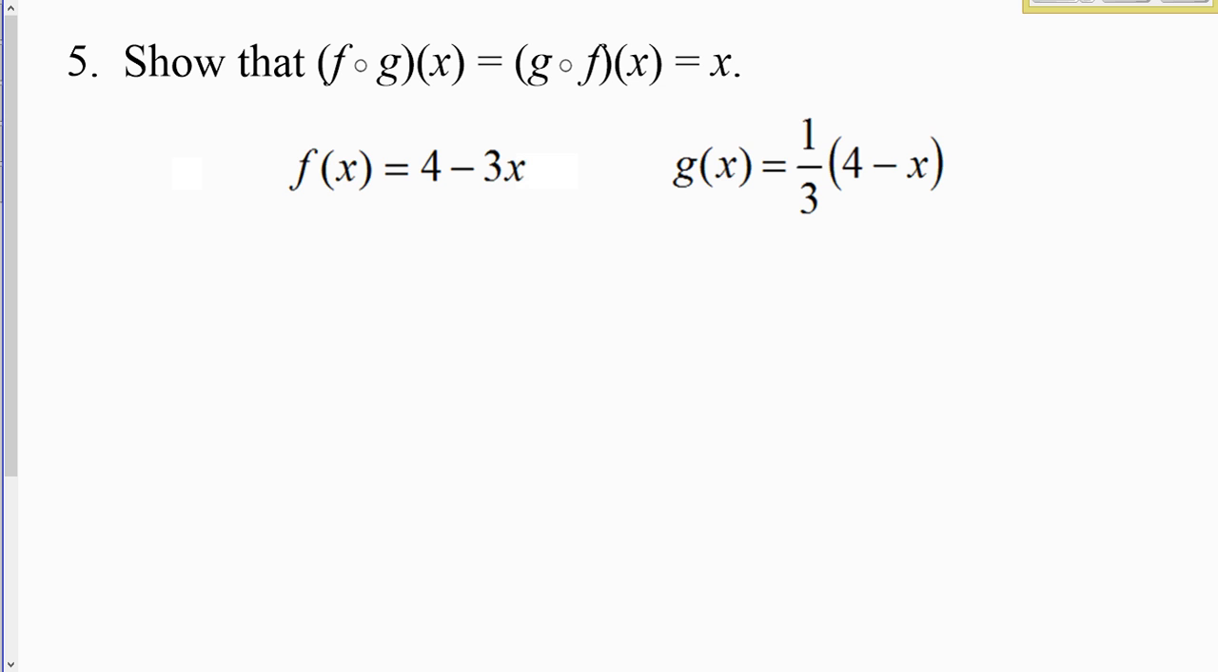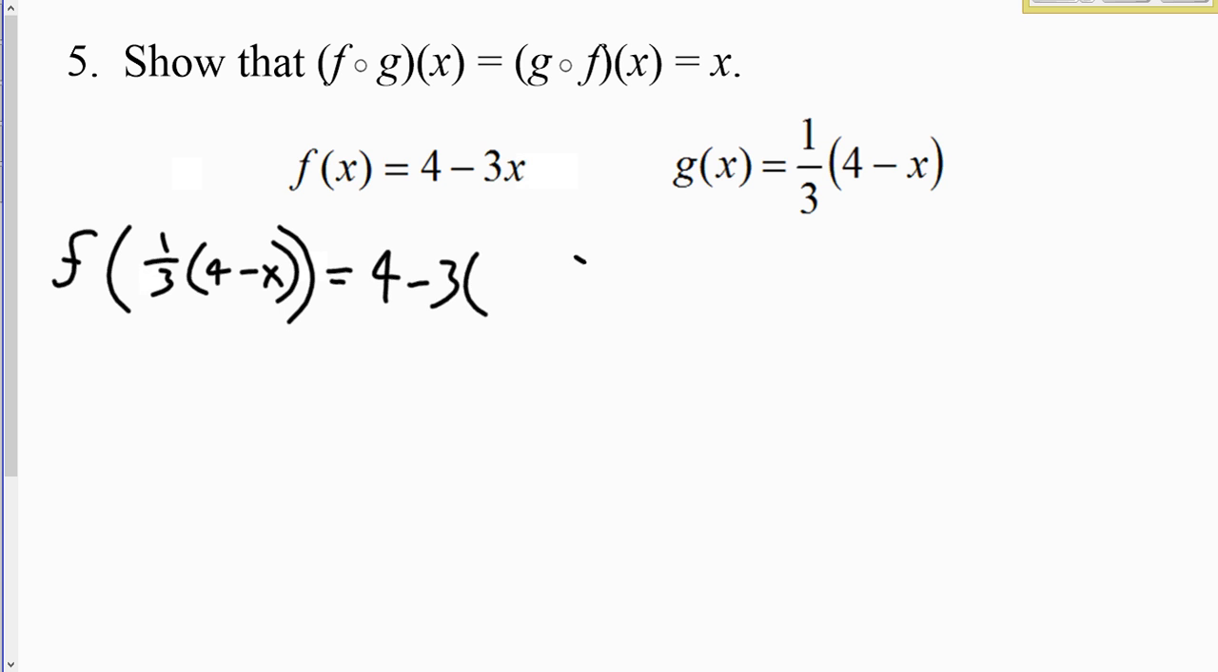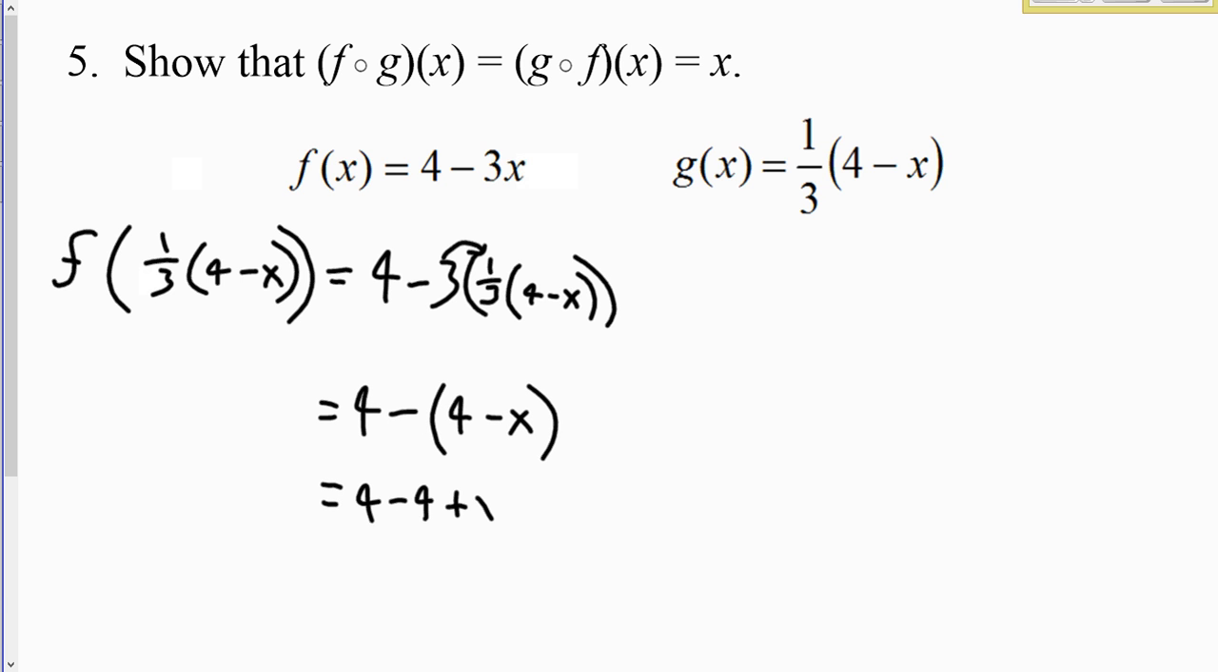Last piece here is just to show that the inverse of a function composed with the function is equal to x, and also going the other way. So f of g of x, so I'm going to do f. G of x is 1/3 of 4 minus x. So if I evaluate this, I'm going to do my function f. So I do 4 minus 3. Well, my input is g of x. And now as I simplify this, I hope that it's equal to x. So -3 multiplied through to this, I'm going to get 4. And then that's going to be minus 4 minus x. And then I get 4 minus 4 plus x, which is equal to x. So we're good on showing that this is equal to x.